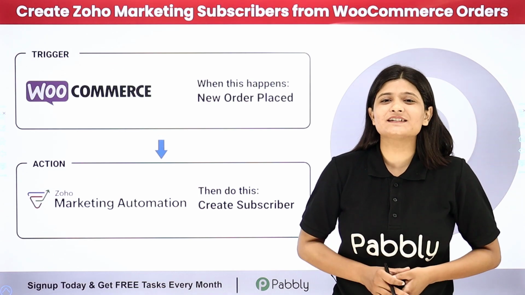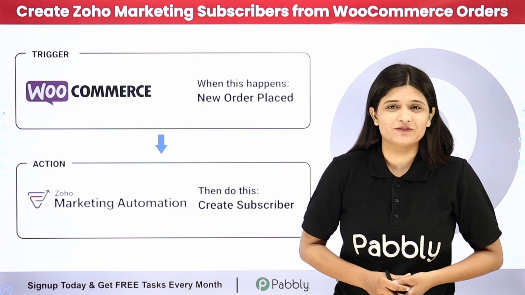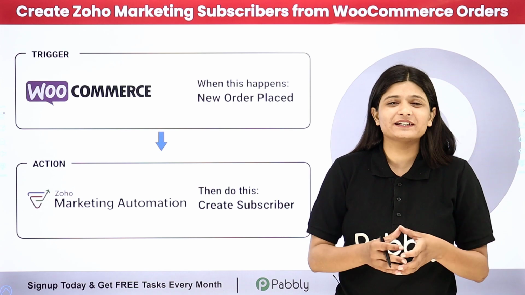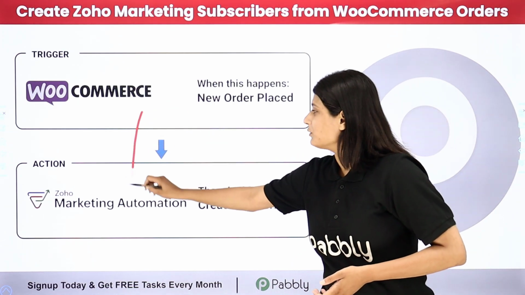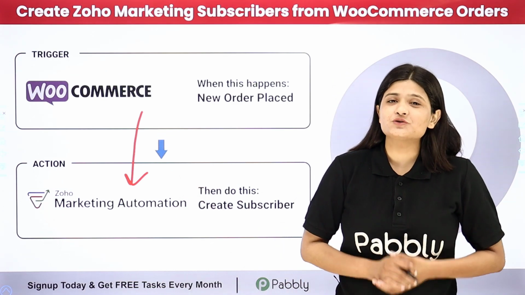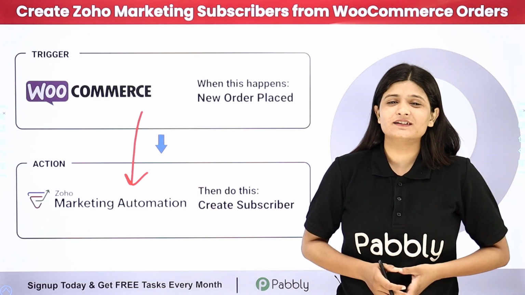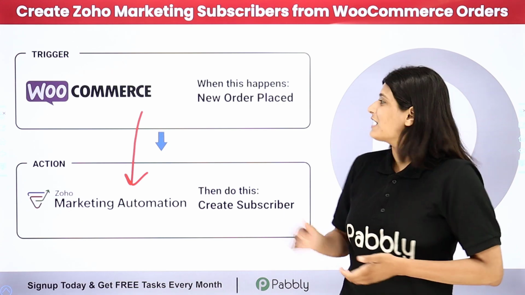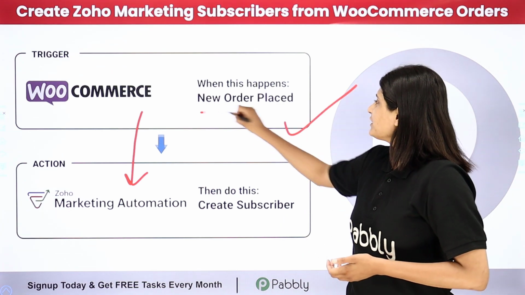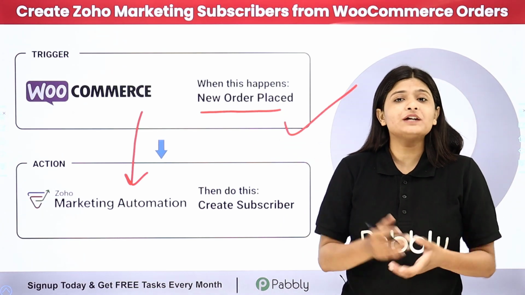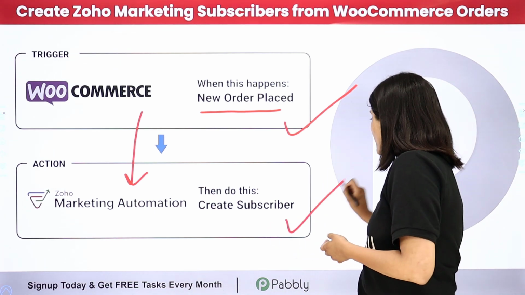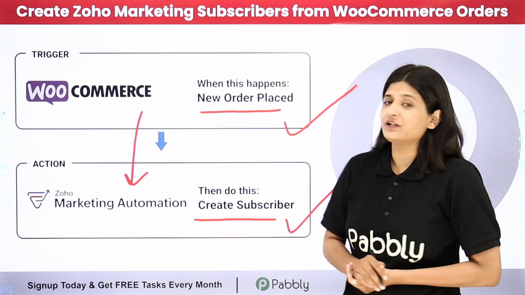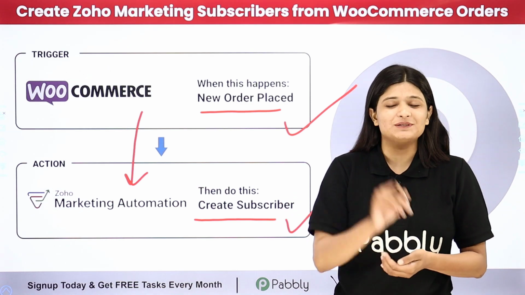Pabbly Connect is an amazing automation and integration software which requires no coding or programming skill. Here I just need to build a connection between WooCommerce and Zoho marketing. Pabbly Connect runs on two principles, which are trigger and action. Here as my trigger application, I will take WooCommerce, from where the new order will be placed and this complete workflow will get triggered. And in my action application, I will take Zoho marketing, where the subscriber will be created automatically as soon as an order has been placed.